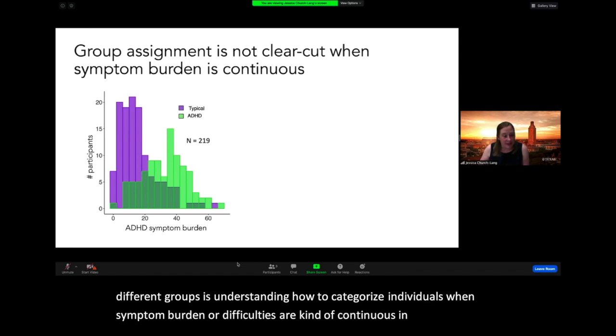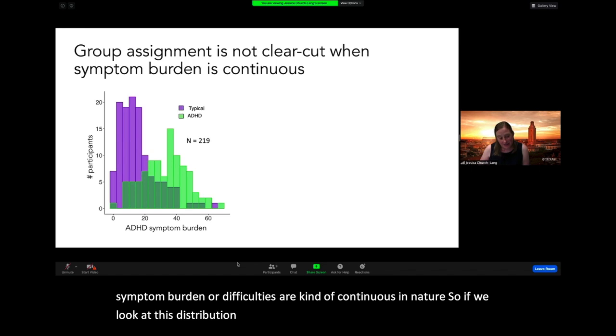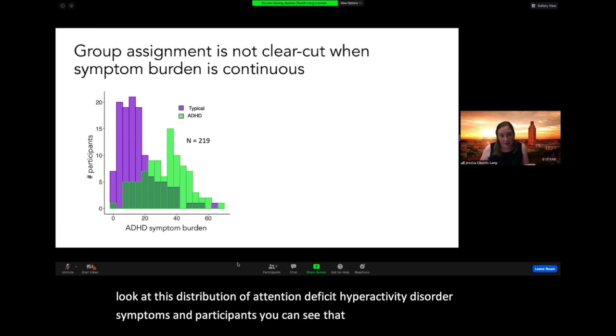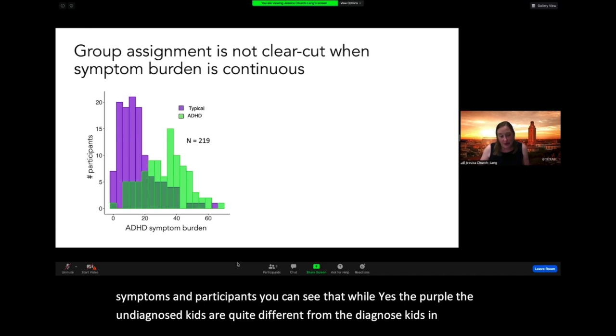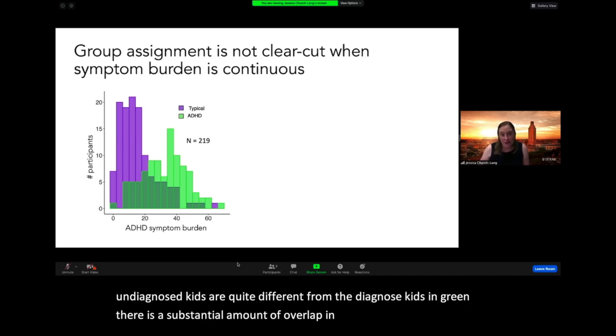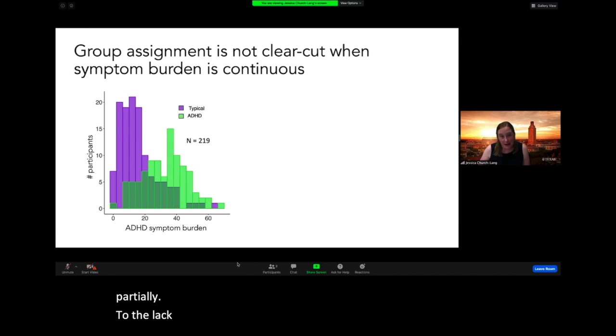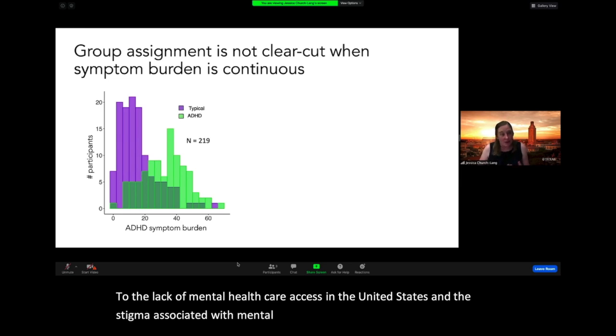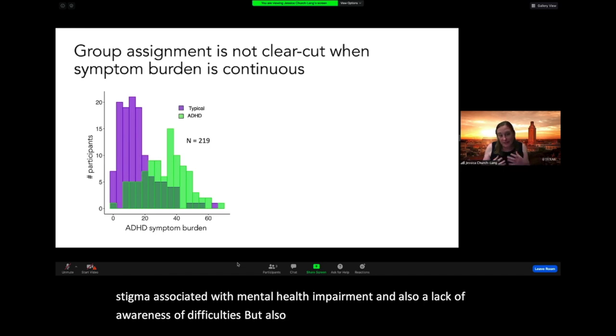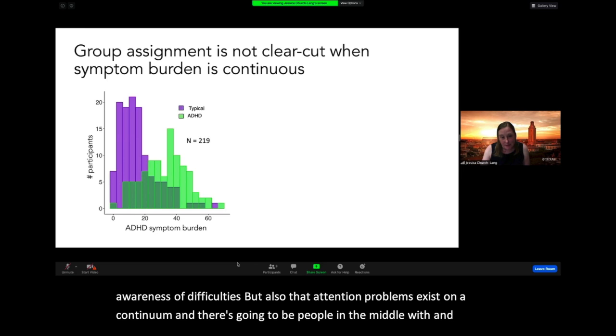So if we look at this distribution of attention deficit hyperactivity disorder symptoms in participants, you can see that while, yes, the purple, the undiagnosed kids, are quite different from the diagnosed kids in green, there is a substantial amount of overlap in the middle. And that relates partially to the lack of mental health care access in the United States and the stigma associated with mental health impairment, and also a lack of awareness of difficulties, but also that attention problems exist on a continuum, and there's going to be people in the middle with and without that diagnostic label.